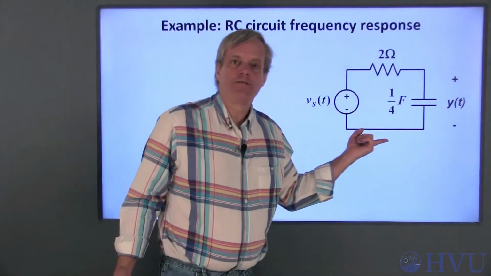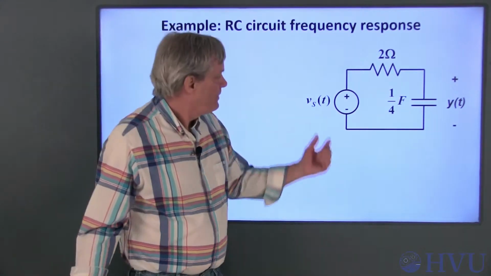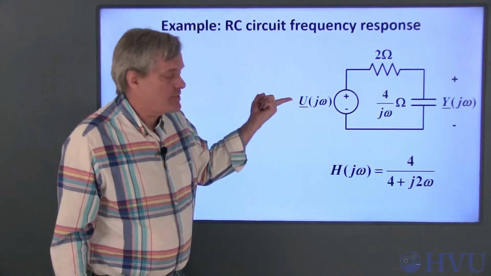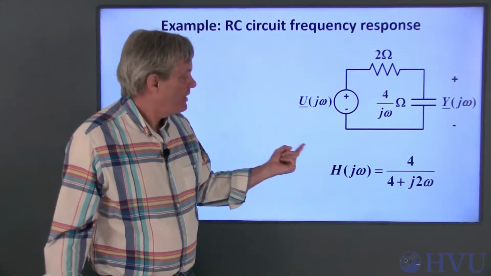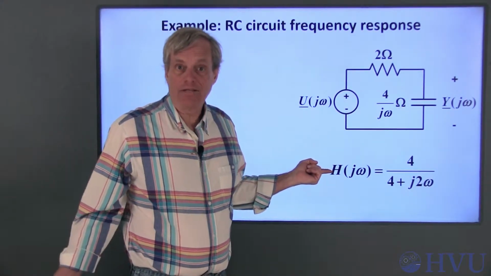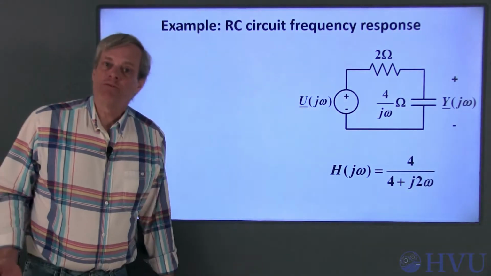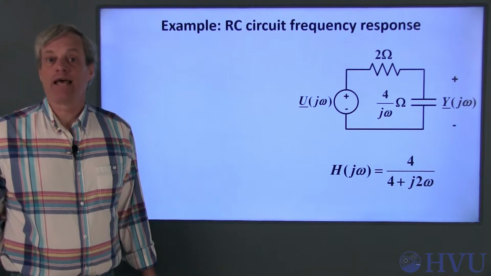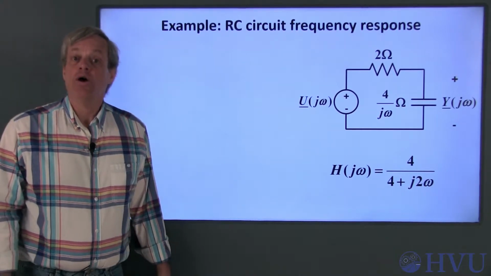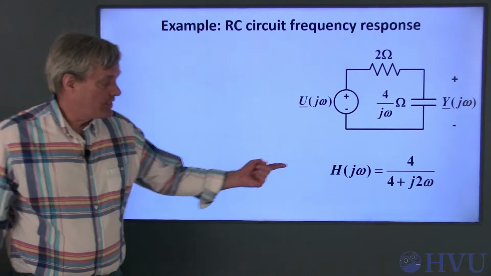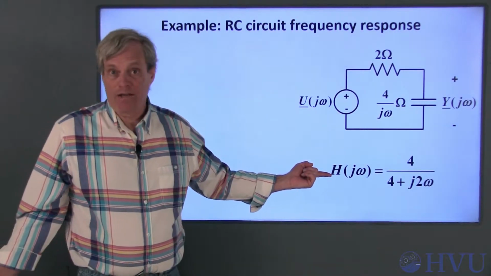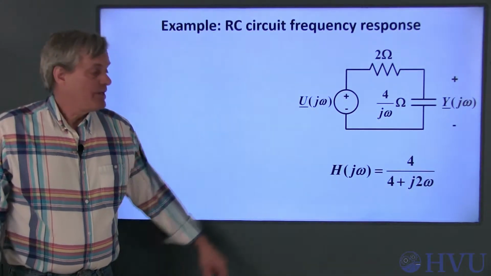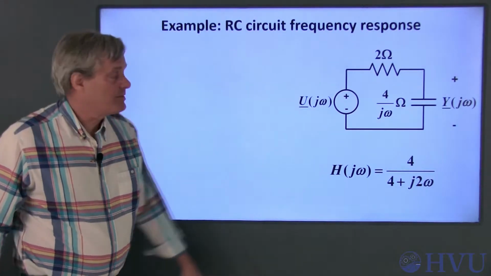This is the RC circuit from a previous video example. The input is V sub s of t and the output is y of t. This is the corresponding frequency domain circuit, and this was the frequency response that we calculated. Now let's use our simplified low and high frequency circuit models to calculate the frequency response at omega equals 0 and infinity. We'll compare those expected results to this equation, also evaluated as omega equals 0 and infinity. If those two approaches match, we can have pretty good confidence in these results.